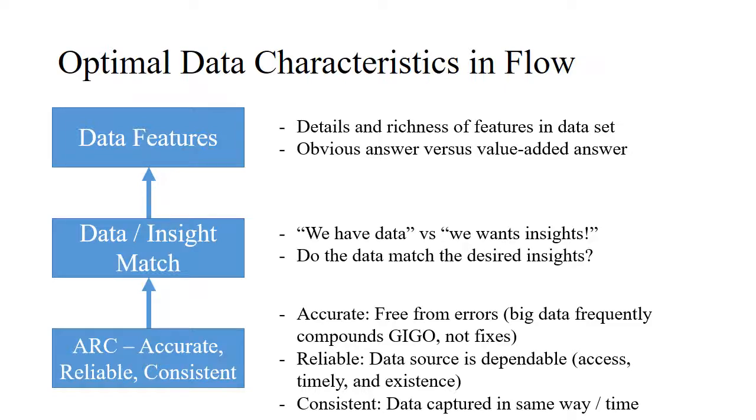Now, a data set that's rich in features, you might say, hey, when we fail on these very specific dimensions in a customer transaction, they're not going to come back. Those are the deal breakers. So it's not just generally I'm unsatisfied, it's I'm unsatisfied about exactly A, B, and C. And so those are some of the optimal data characteristics. So it needs to be ARC. The data needs to match one of the insights that we need, and the features of the data set need to be rich enough to actually answer it in such a way that it's going to add value.